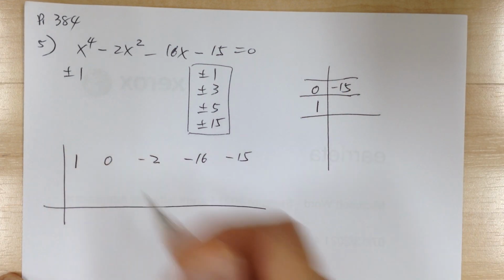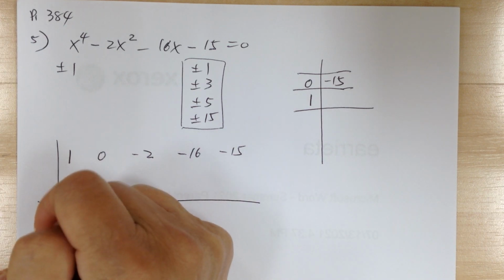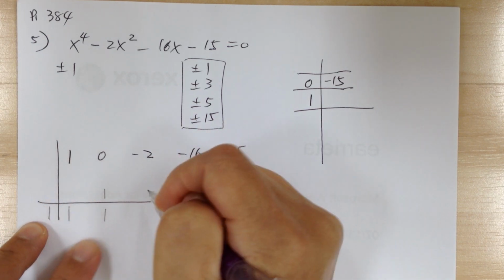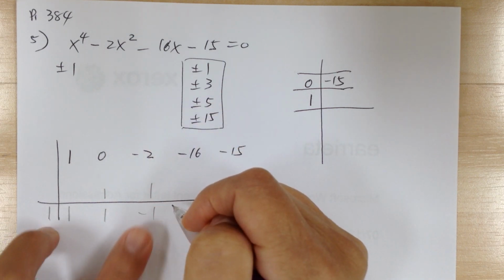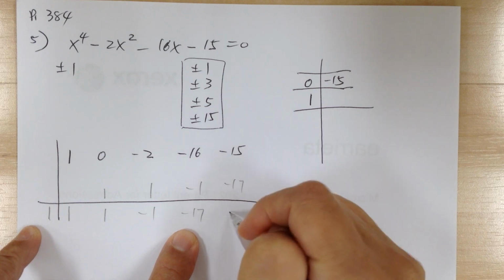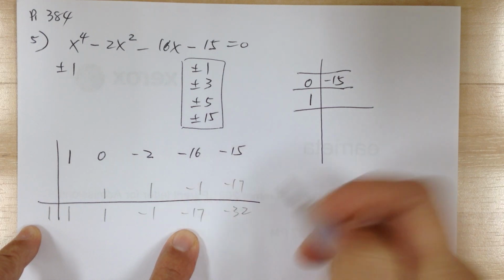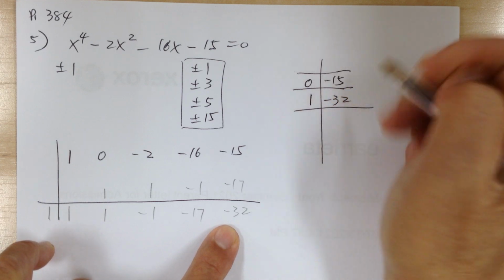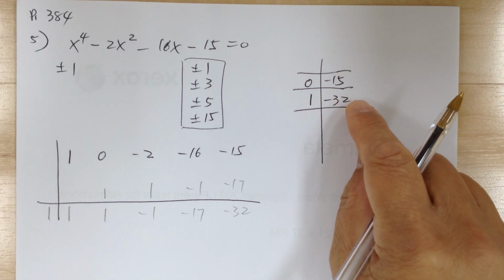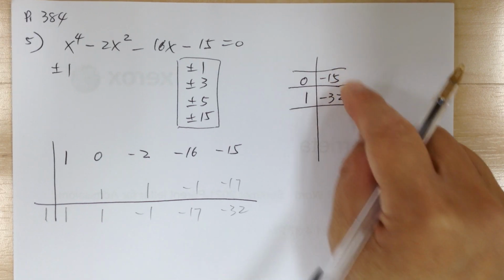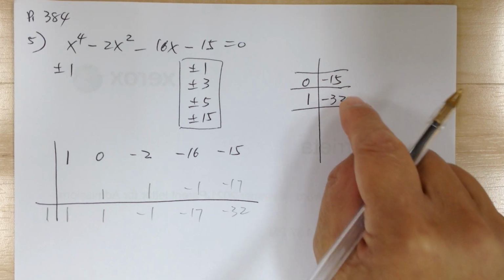Okay, so now switch to the pencil. So start with 1. You drop the number, multiply, add, multiply, add, multiply, add, multiply, add. So I get negative 32. Again, I want to get to 0. So you can see I'm going the wrong direction, because I started with negative 15 and now it's negative 32. So I'm going the wrong direction.